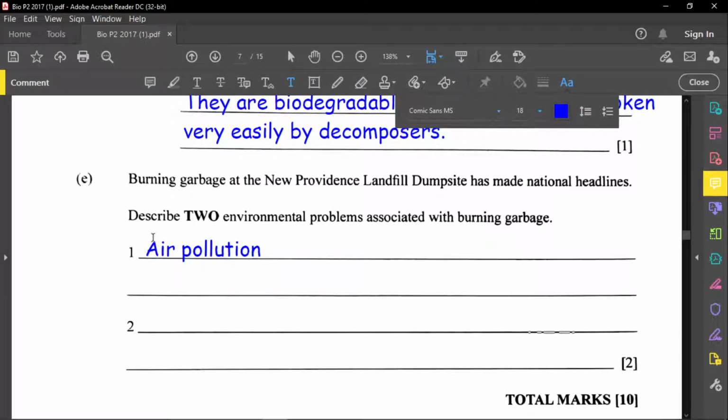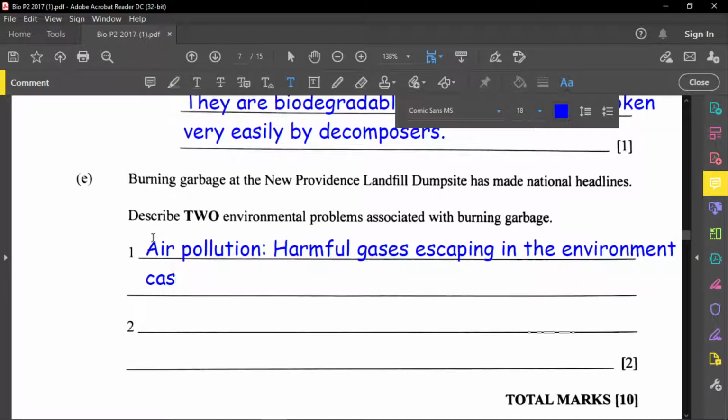So air pollution is one, and let's talk about air pollution. How this would happen is that harmful gases can escape into the environment. And escaping into the environment, it could cause some problems. What it can cause is respiratory problems. So let's put that real quick.